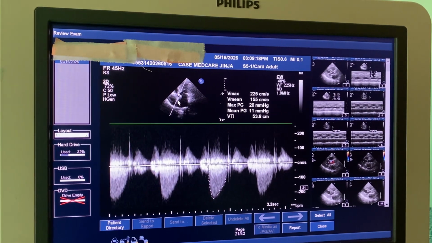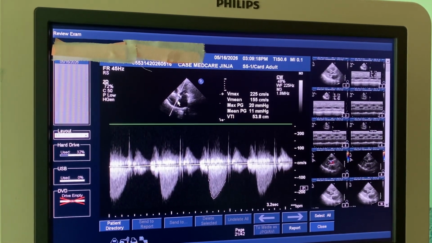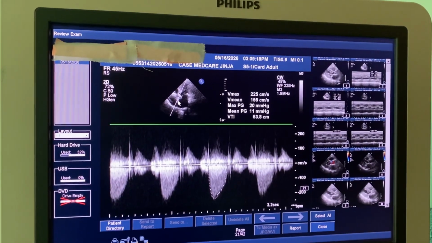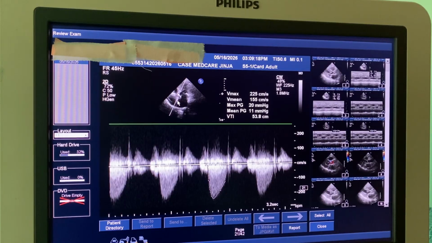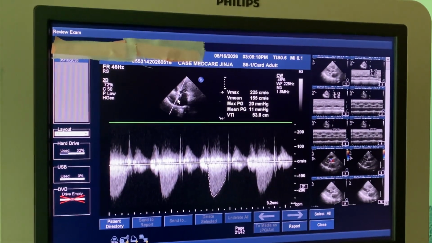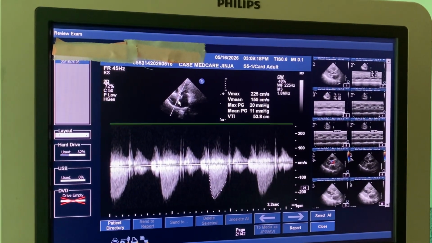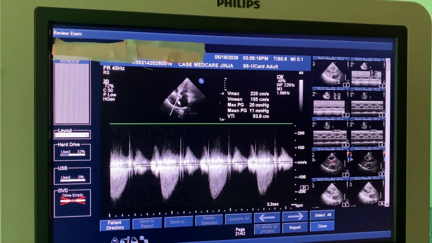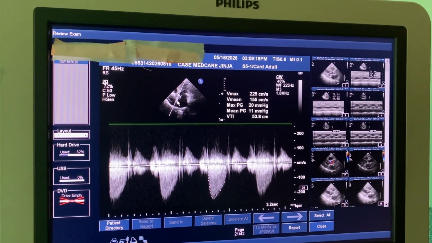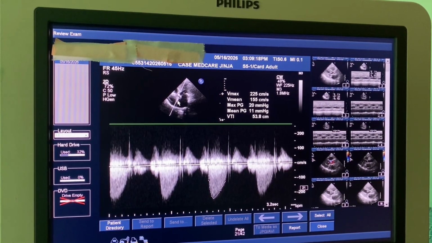Low flow, low gradient AS, just put this in columns. Number one, low flow, low gradient AS with reduced ejection fraction. Two, low flow, low gradient AS with preserved ejection fraction. And then three is paradoxical low flow. Paradoxically low flow.